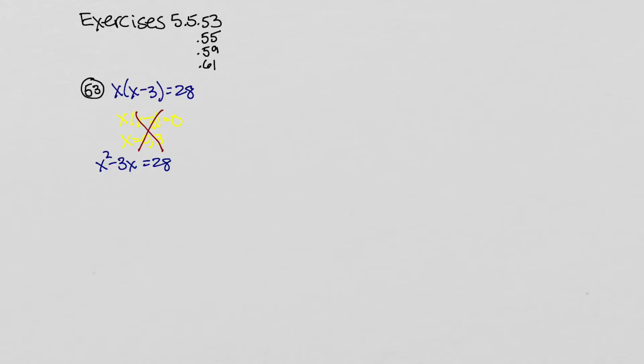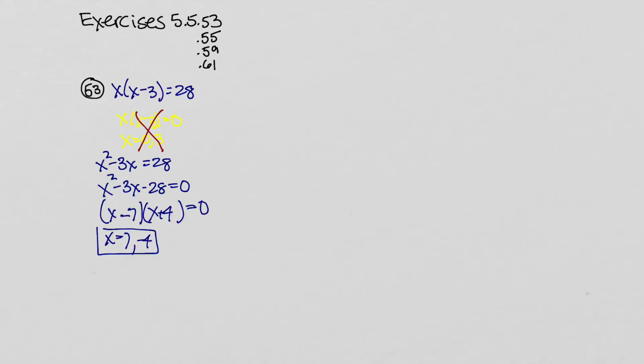And now we've got a problem like we've seen before. Let's get all the terms on the left side and 0 on the right side. Let's subtract this 28. So we're going to get x squared minus 3x minus 28 equals 0. We'll factor. Don't forget to equal 0. x and x, the factors of 28. How about a 7 and a 4? I'm going to make it a minus 7 and a plus 4. So we'll get x equals 7 and negative 4 as our two solutions.